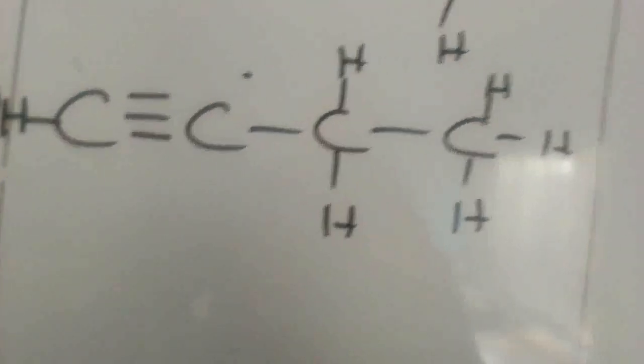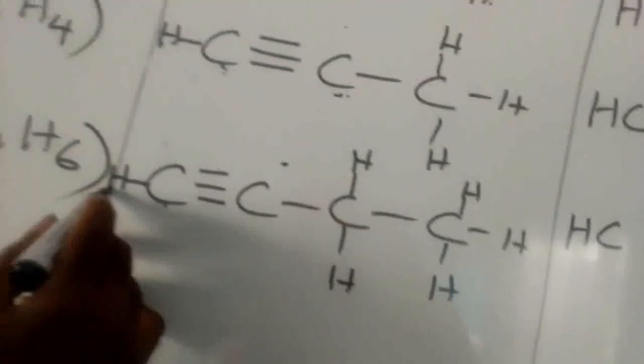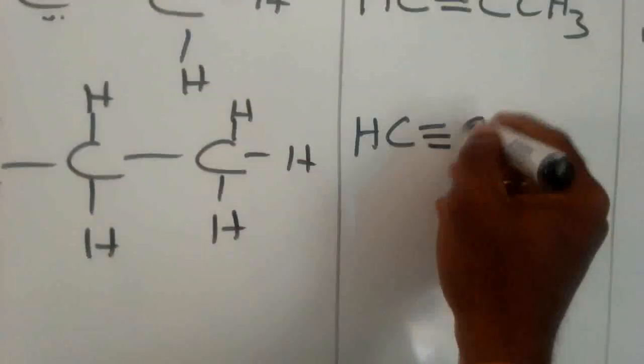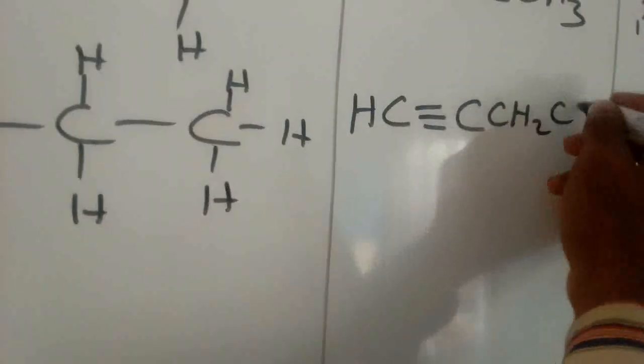Having done that, we now have the condensed formula. The first carbon has one hydrogen. The second carbon has no hydrogen. The triple bond is between them. No hydrogen. The third carbon has two hydrogens. And then CH3.